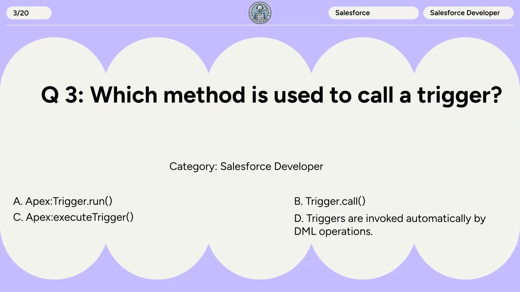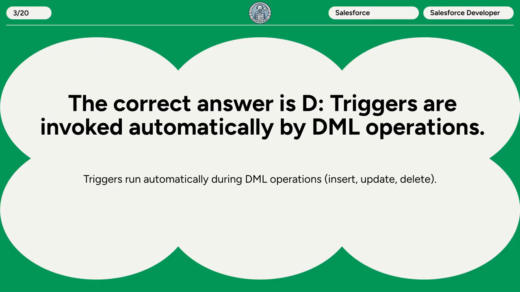Question 3. Which method is used to call a trigger? The correct answer is D. Triggers are invoked automatically by DML operations. Triggers run automatically during DML operations.